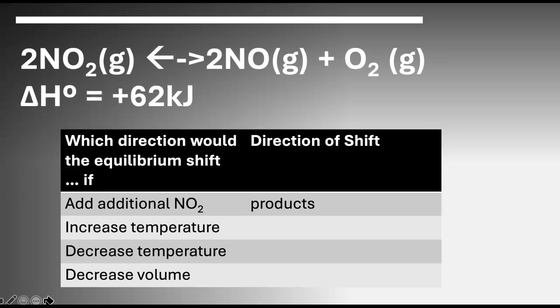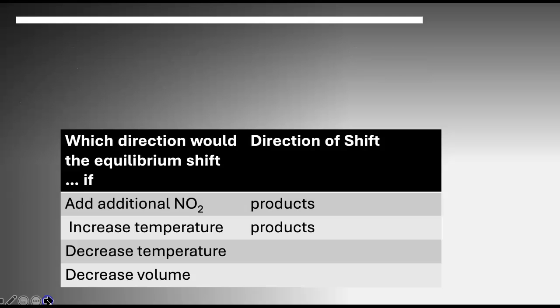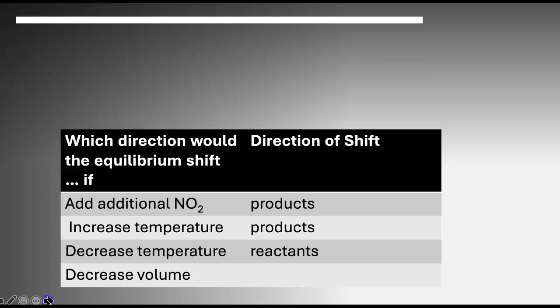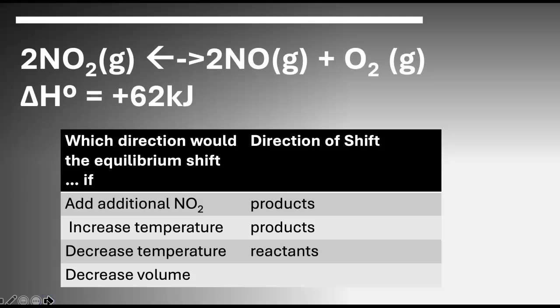All right. So if we add more NO2, nitrogen dioxide, that's obviously going to shift our equilibrium to the right or towards the products. If we increase our temperature, that's also going to shift our equilibrium to the products. This is an endothermic reaction, so that means heat is a reactant. So adding more reactants shifts our equilibrium to the product side. But what if we decreased the temperature? Then it would shift in the opposite direction. It would shift toward our reactants.